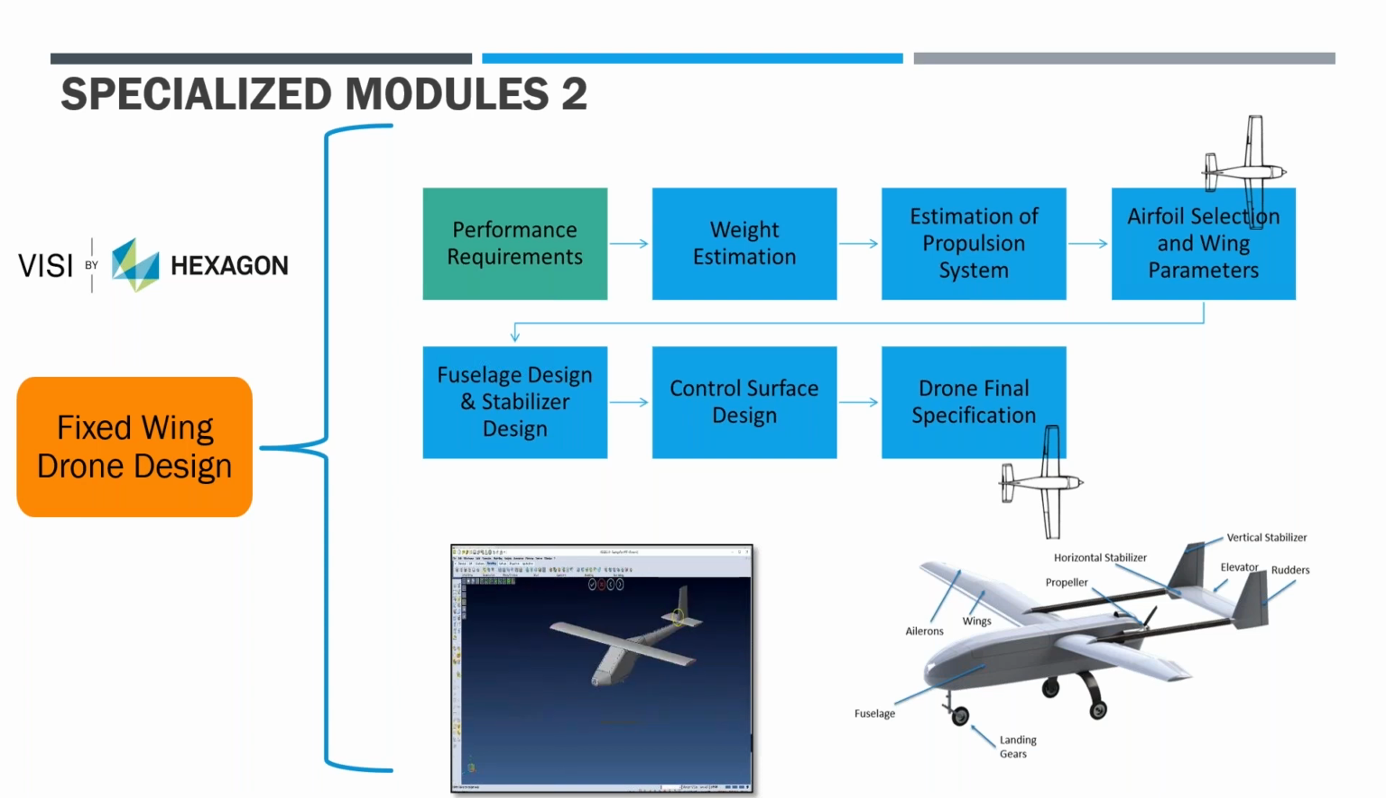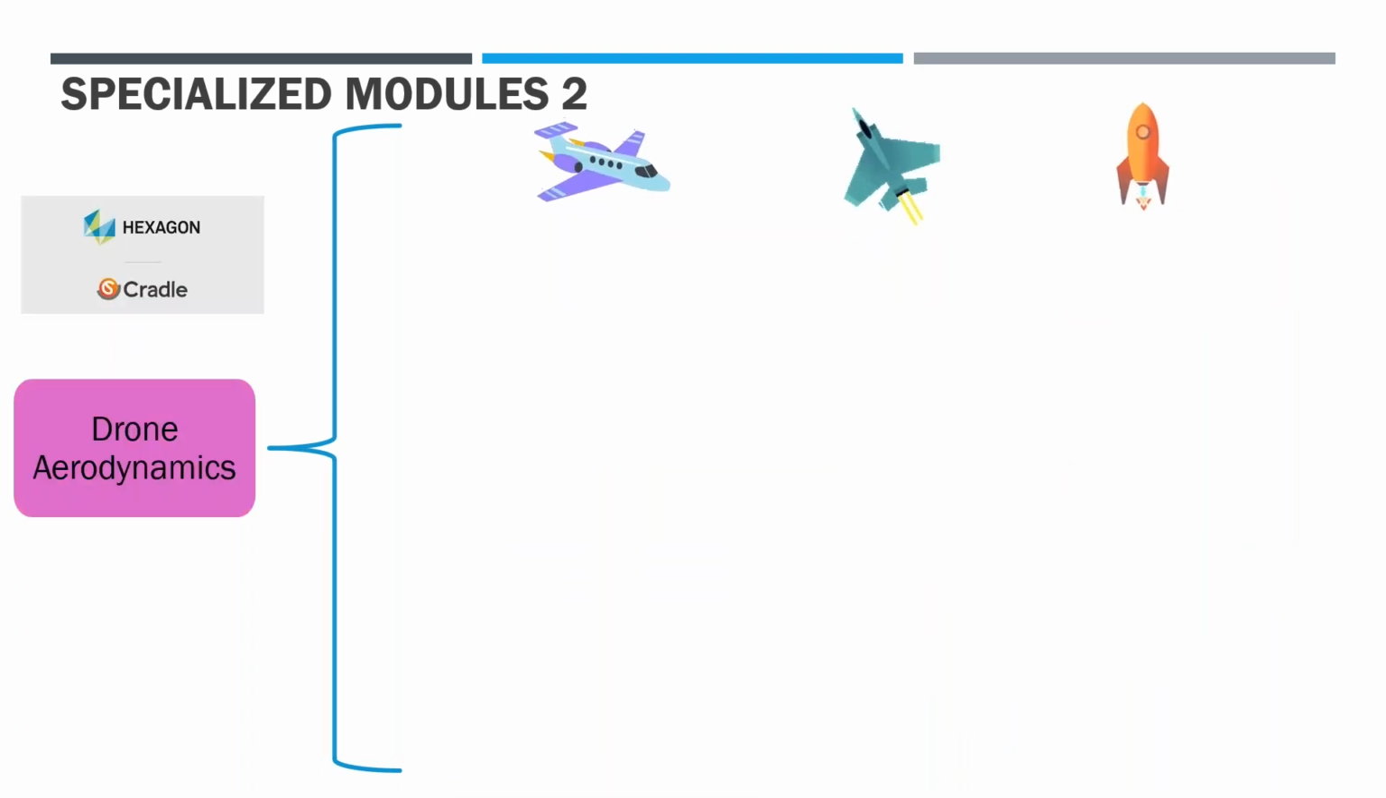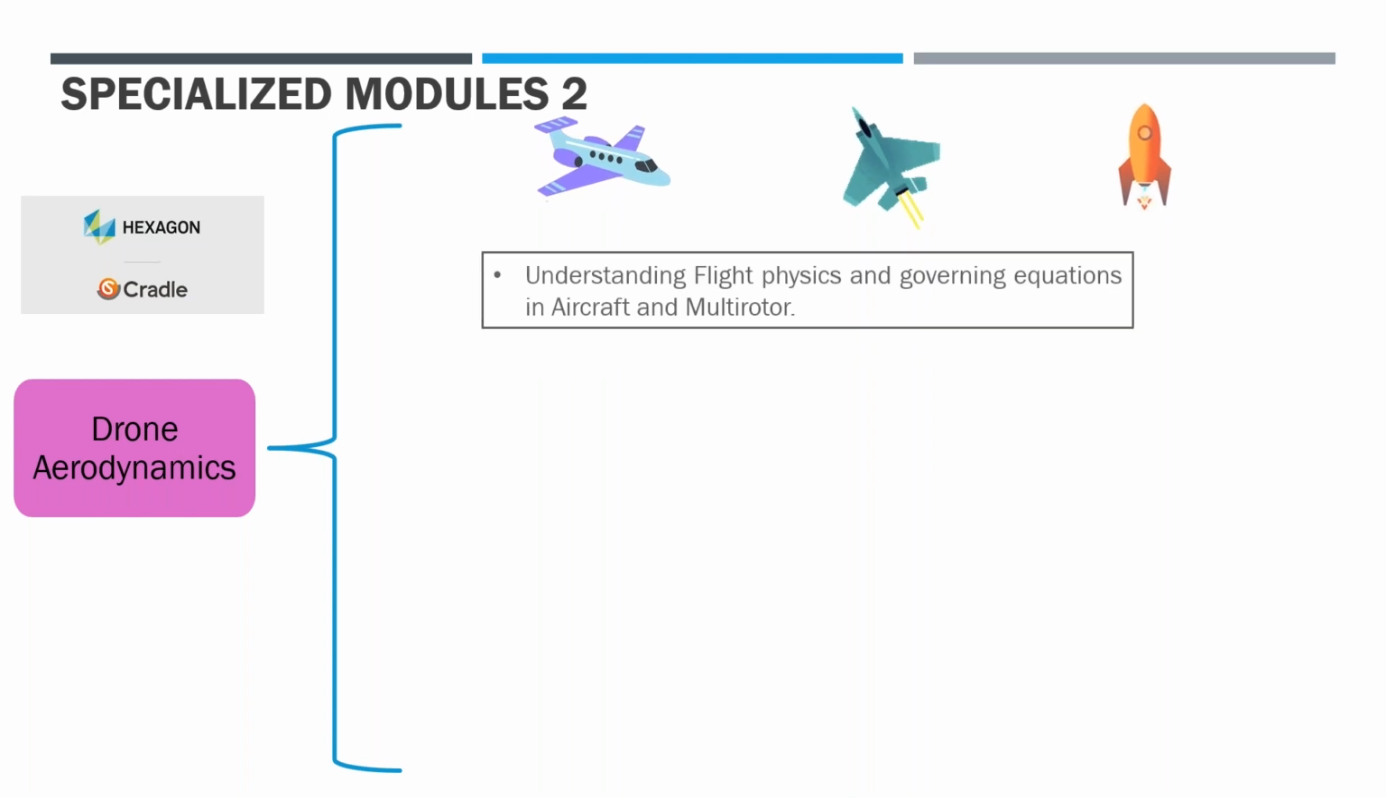Once you have designed all these aircraft or the multi-rotor, the next thing you're going to do is some analysis. That is where the next module comes into the picture, drone aerodynamics. The software you will be using in this course is Hexagon Cradle. Cradle is a wonderful tool where you can do a lot of computational fluid dynamics and flow analysis. Normally this tool is used not only for drones, but for aircraft, rockets, spacecraft, and even the automobile industry uses the software for designing cars aerodynamically. So it's a wonderful tool.